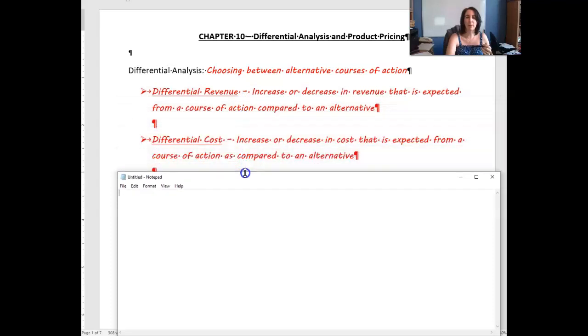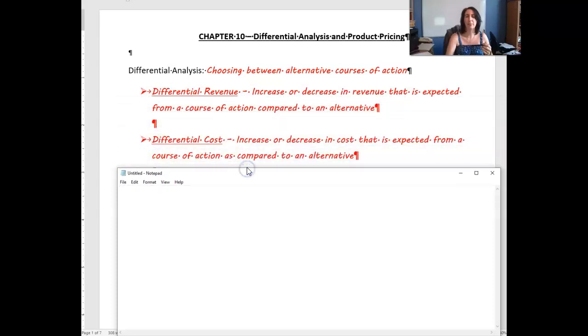We've got differential revenue and differential cost, right? Differential revenue is going to be the increase or decrease in revenue that is expected from a course of action compared to an alternative. Basically, what's our revenue look like if we take this alternative? What's our revenue look like if we take that alternative? Same idea for differential cost.